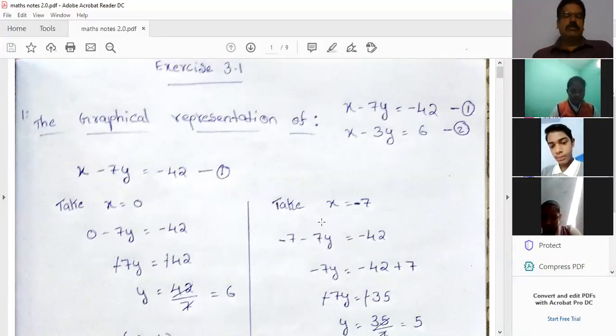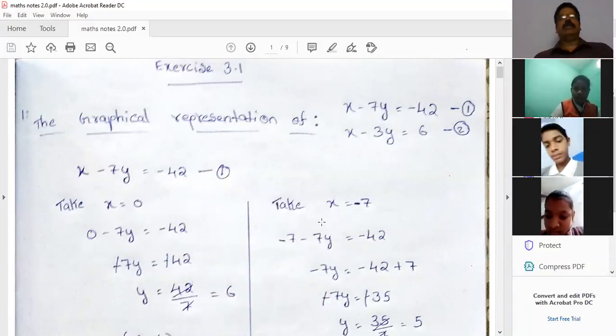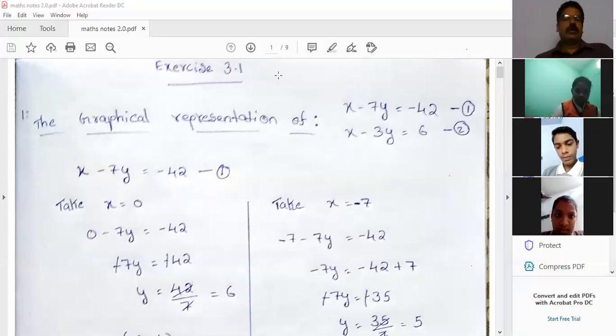If fractions come, you cannot plot properly on the graph sheet. That's why I took x equal to 0 as the first solution, then I got y value 6. Next, x equal to minus 7, I got y equal to 5, so the solution is (minus 7, 5). I take x equal to 7, then y equal to 7, so the solution is (7, 7). This is the first equation, x minus 7y equal to minus 42, and those are its solutions I wrote. Okay, copy that.